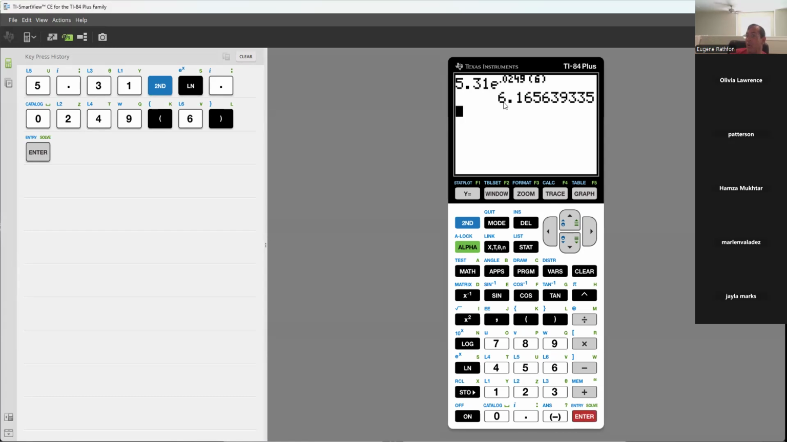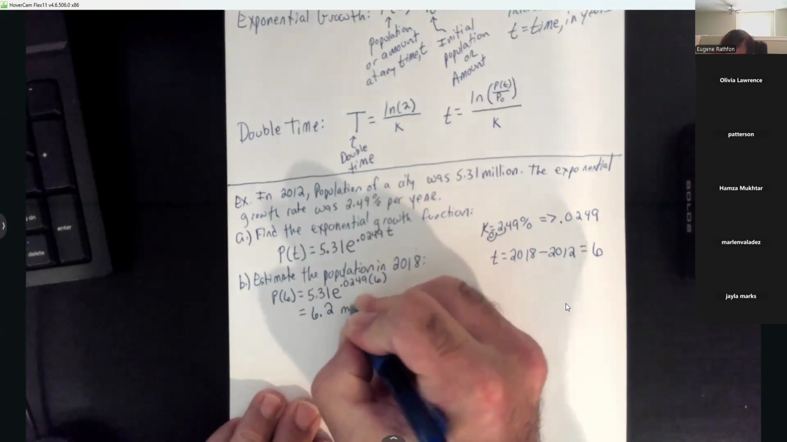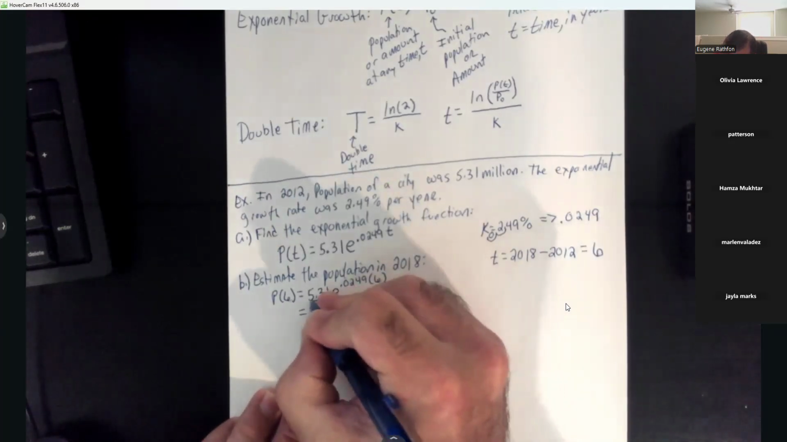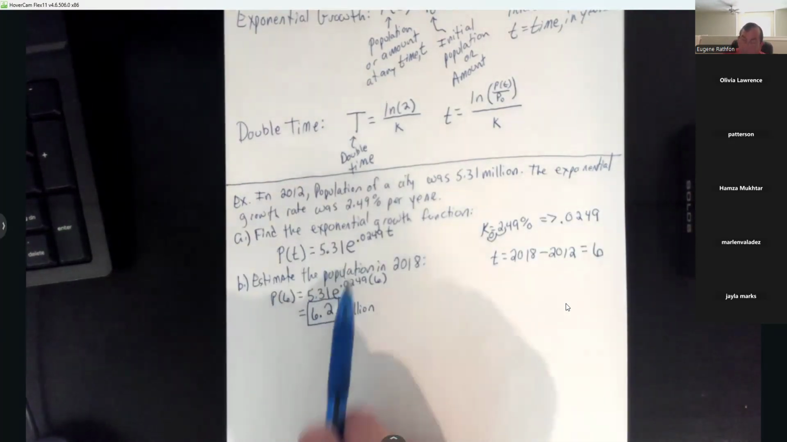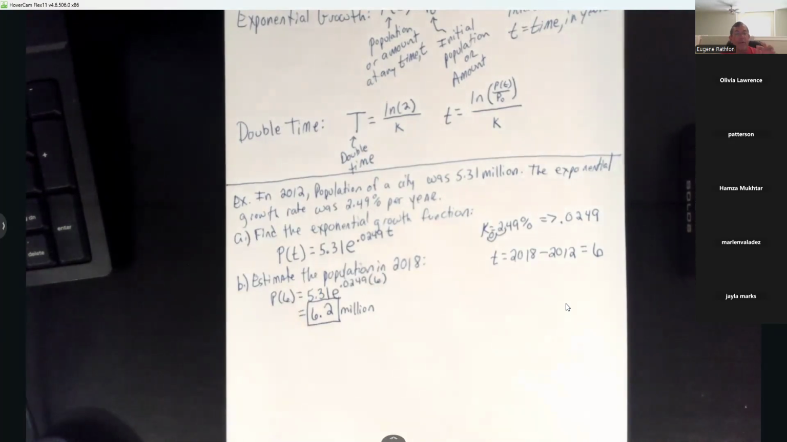Now remember, we're rounding to one decimal place, so that'd be like 6 point. Well, I got a 1 there, but after the 1 is a 6. So I'm going to round that 1 up to a 2 and make that 6.2. So that means in 6 years, now MathLab will have the million here. All you're putting in is the 6.2. So that means it's grown almost a million people in 6 years.